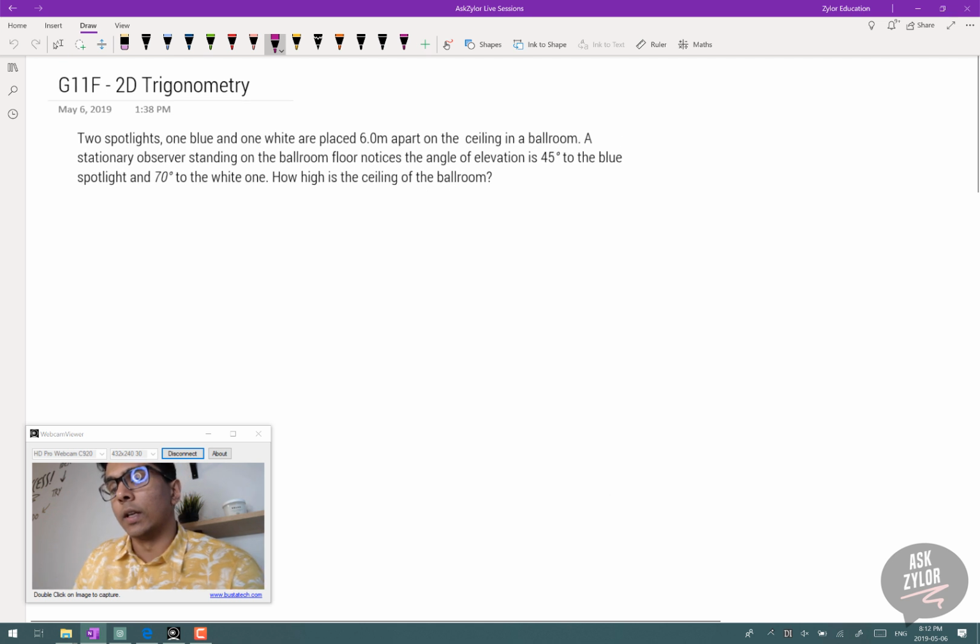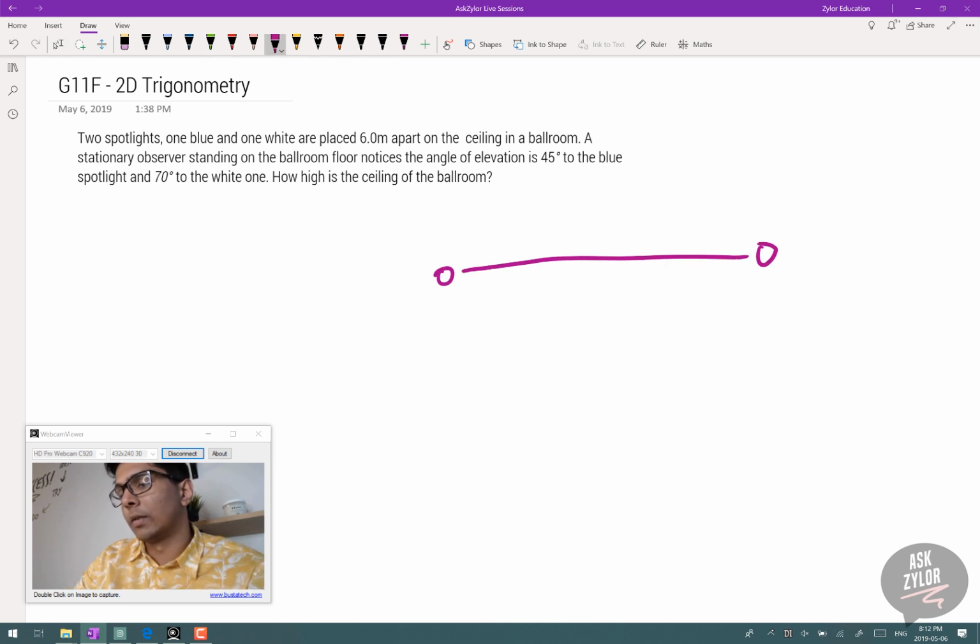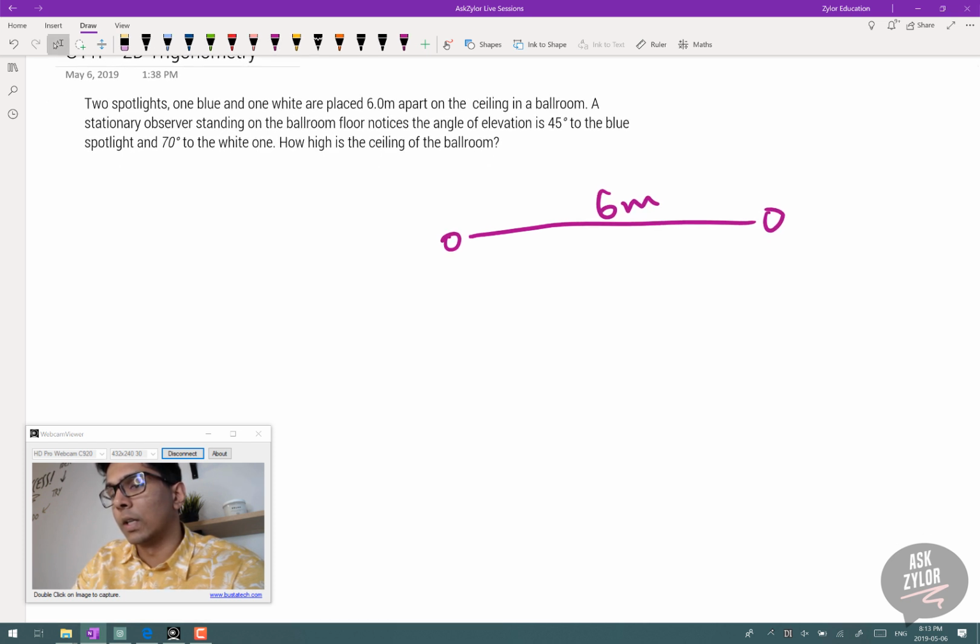So this is once again a grade 11 functions question. It's dealing with 2D trigonometry. So it's saying 2 spotlights, 1 blue and 1 white, are placed 6 meters apart on the ceiling in a ballroom. So let me draw that. So this is 6 meters. A stationary observer standing on the ballroom floor notices the angle of elevation is 45 degrees to the blue and 70 degrees to the white.